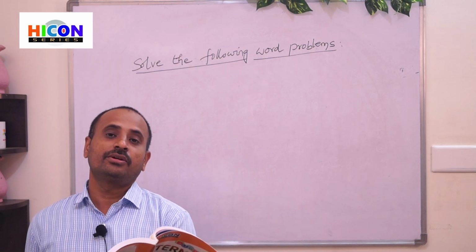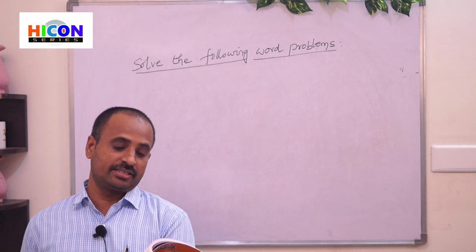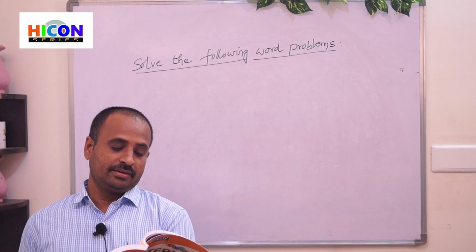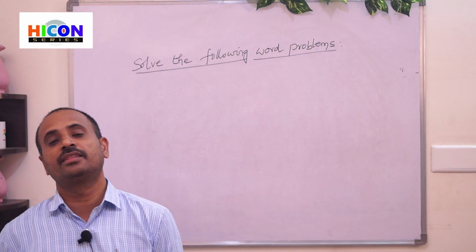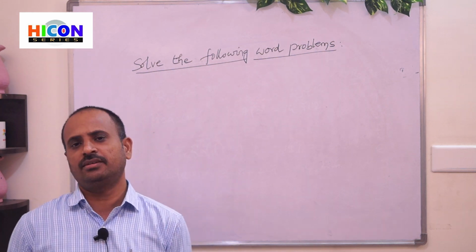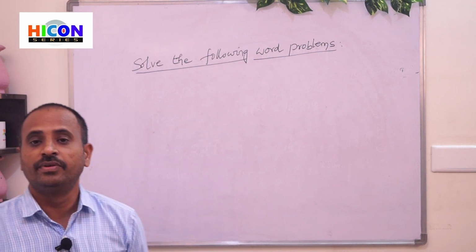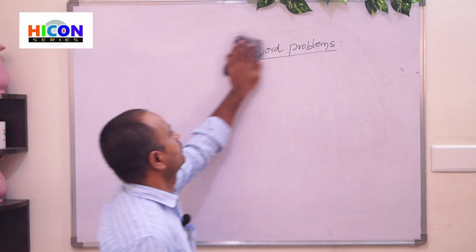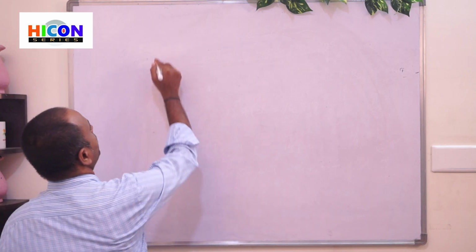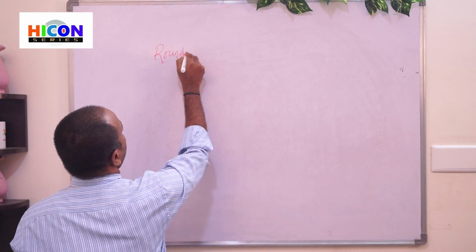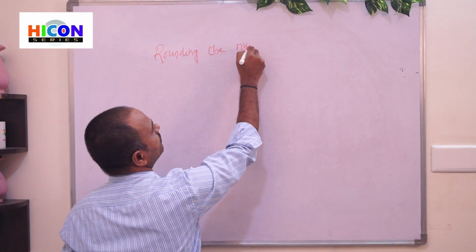So children, here you have to round this number, then you will get the answer. If you round the given 36 to the nearest 10, then you will get the answer. But before solving this type of word problem, we will now discuss what rounding numbers is. So what is rounding the numbers?